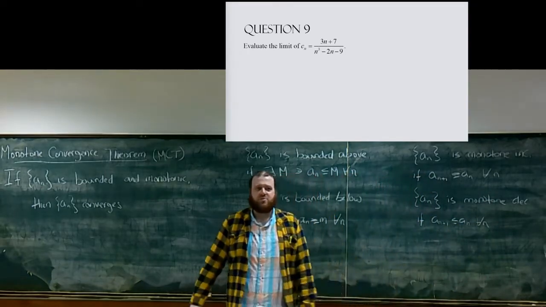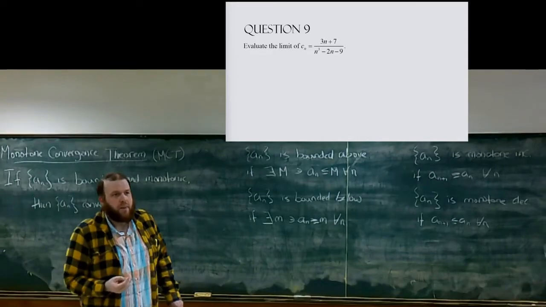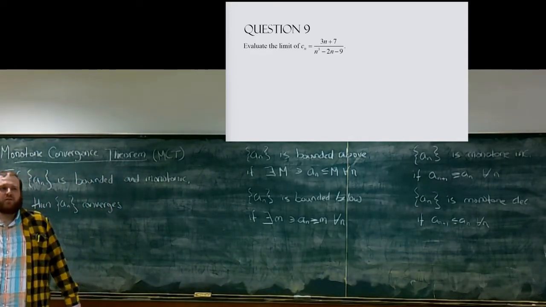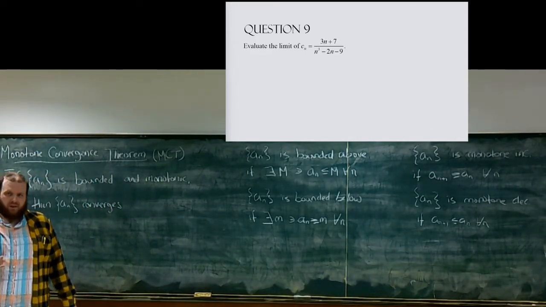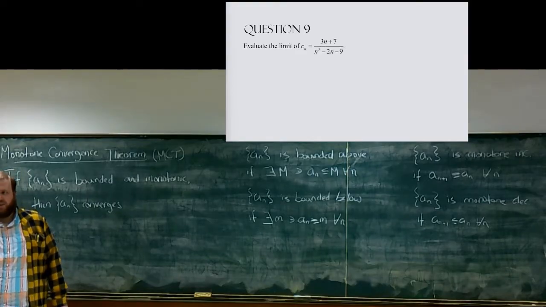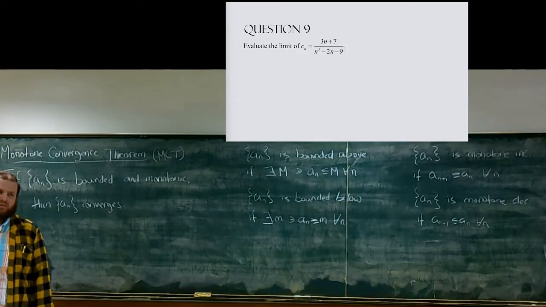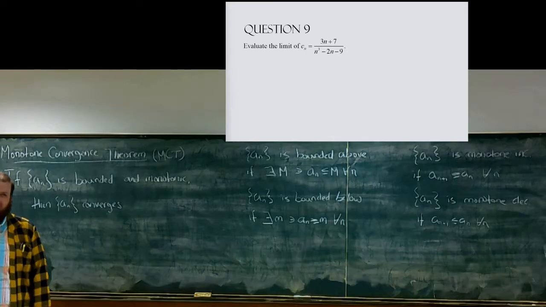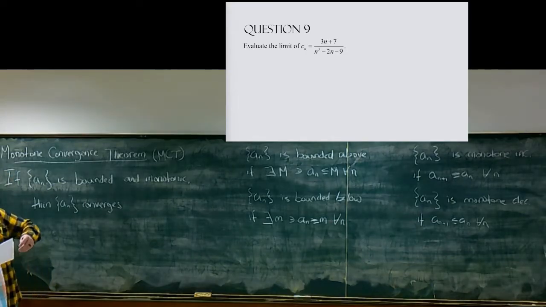Right? Monotone decreasing is just the opposite. Each successive term is no larger than the previous. If it's one of those two, monotone increasing or monotone decreasing, we would say it's monotonic.